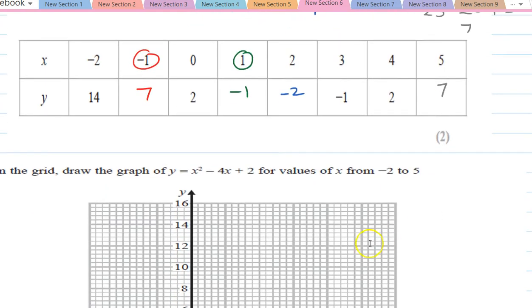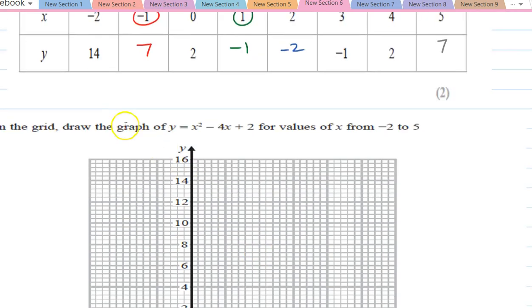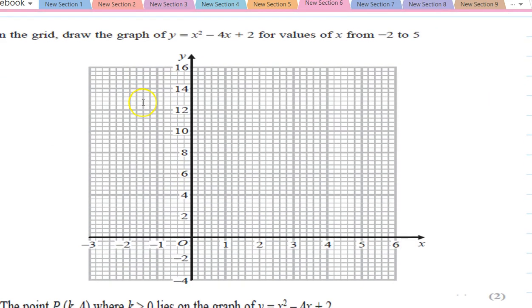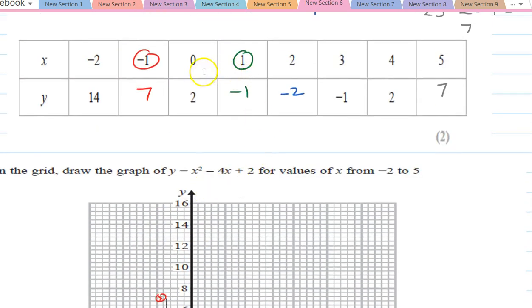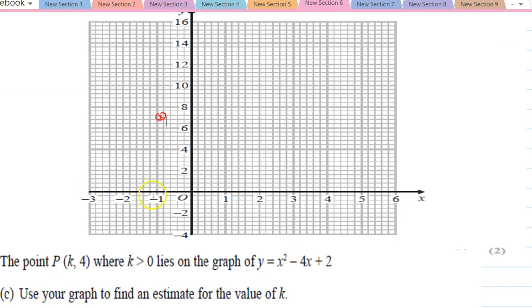Now they're saying on the grid, sketch y equals x squared minus 4x plus 2, from minus 2 to 5. So first value, if you see here, it is minus 1 and 7. Minus 1 is here, and 7 will be in between 6 and 8. Now we go for another value, that is minus 2 and 14. You take minus 2 and 14 in order.